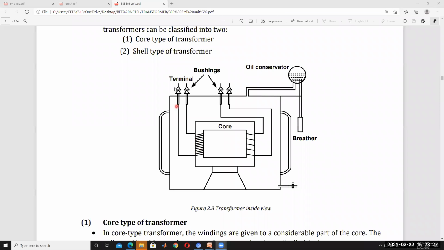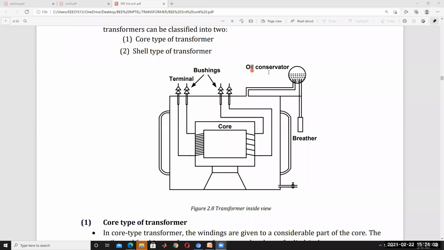The primary and secondary terminals are connected outside by using bushings. This is called a bushing, and this is also a bushing. The primary winding is connected like this, and the secondary winding like this, as terminals 1 and 2. By using insulators, it is possible to isolate the tank and the winding. In order to isolate the winding connections from the tank, we use insulation, which is generally called a bushing.